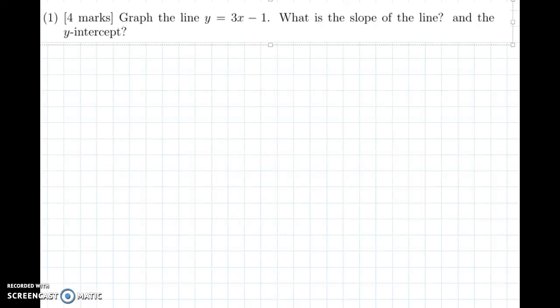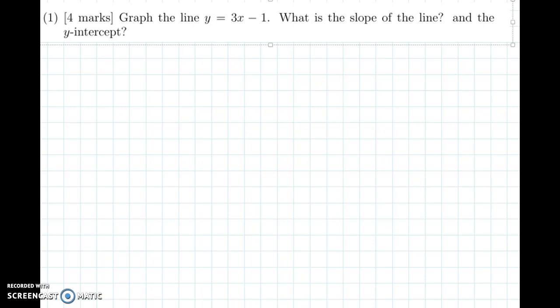Hello. In this series of videos, we are going over the easiest questions of assignment 2, that was an E-class assignment. So we make sure that you know how to solve at least the easiest questions of the topic of linear functions. Okay, so we start with the line that has equation y equals 3x minus 1.